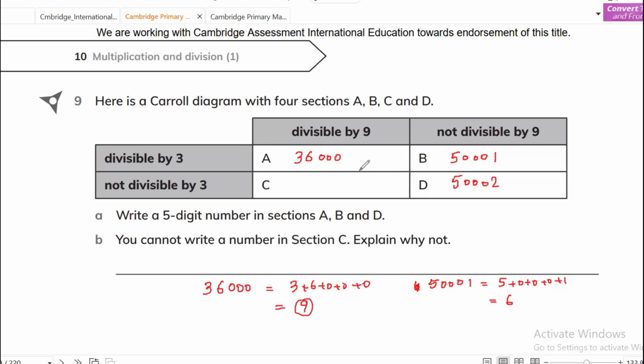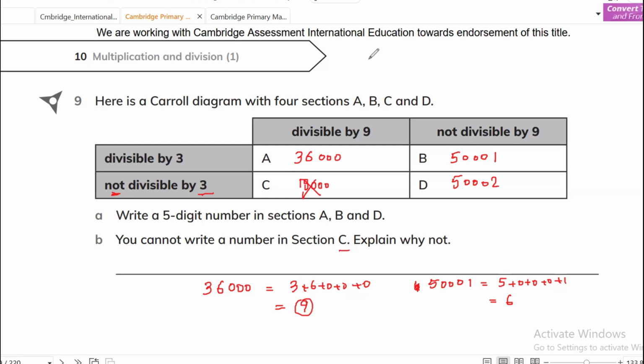Now look, if you write all this, here you cannot write any number which is not divisible by 3 and is divisible by 9. For example, I have a number which is divisible by 9, okay, 1 and 8, and then you write 0, 0, 0. This is 18,000, fine, a 5-digit number, and 1 plus 8 is 9. So, of course, this is divisible by 9, but it is divisible by 3 also. Here they are saying not divisible. So we cannot write any number here. That's the reason you cannot write a number in section C.